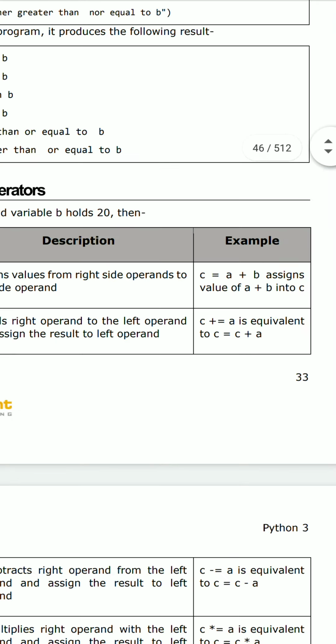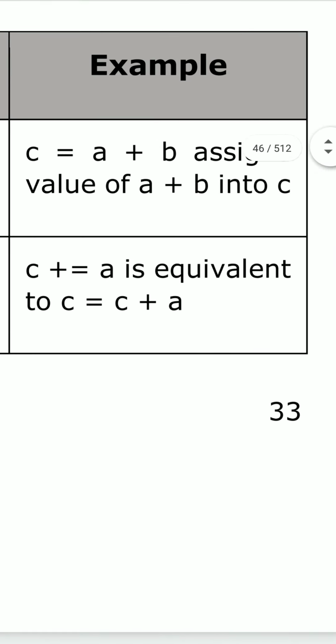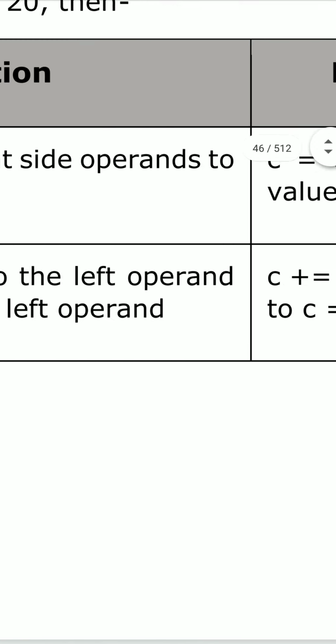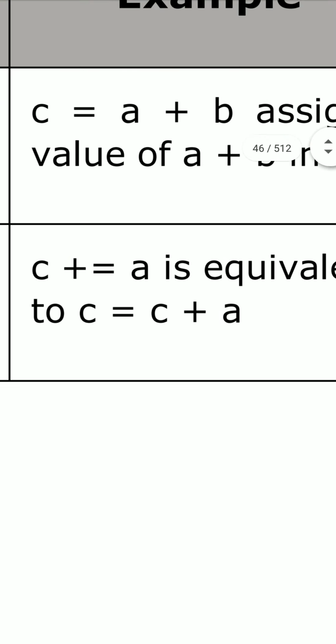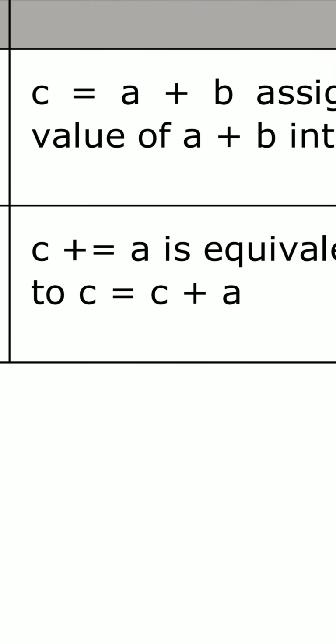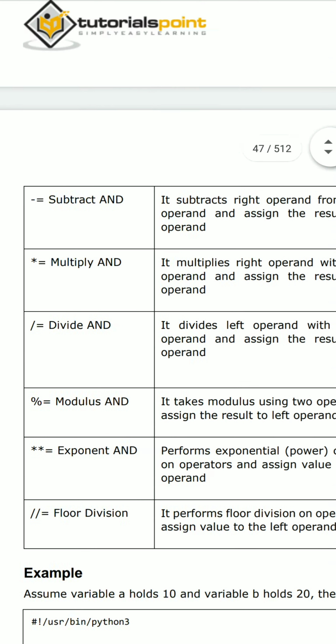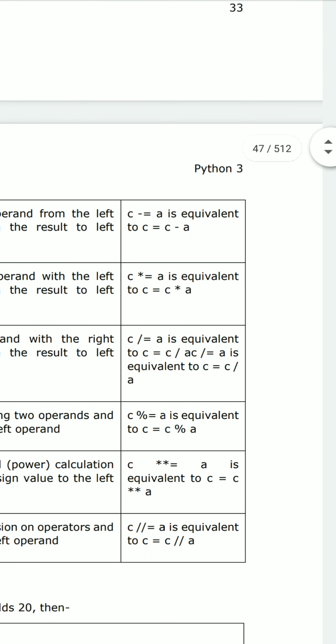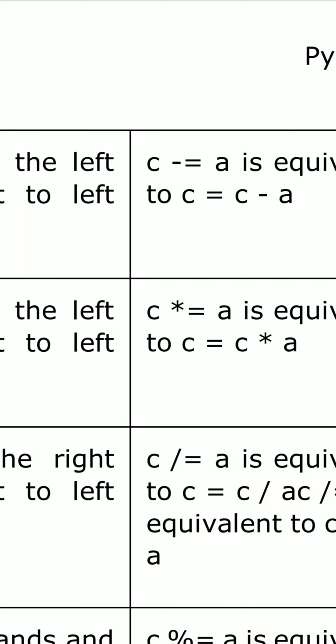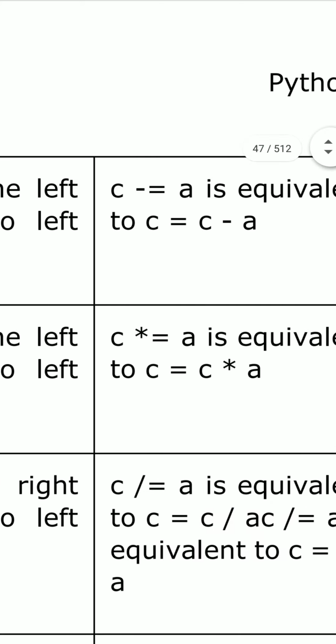c += a means c is first taken as the value of c, and then the operation is performed. So c += a is written as c = c + a. That means the value of operand c and the value of operand a are added, and the resultant value is stored into c, and this value is printed on the output screen. And the next one is the subtract AND operator. The subtract AND operator is written as c -= a, which is written as c = c - a.